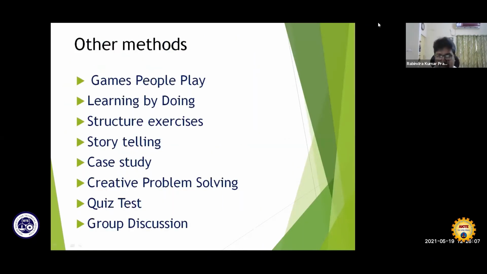If you look at other methods we have been using in the regular classroom from time to time, there are games people play, learning by doing, and many times whatever theory you are teaching in the classroom, we prepare some questions, maybe subjective or objective types. If it is objective types, you want to test and make the students involved in some form of activity. You can prepare some structured exercises or a quiz test. There are many teachers who make use of storytelling methods.